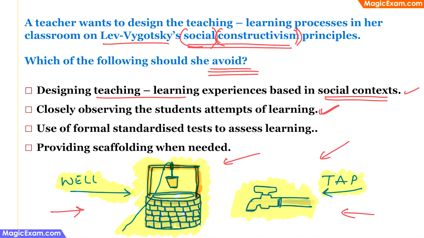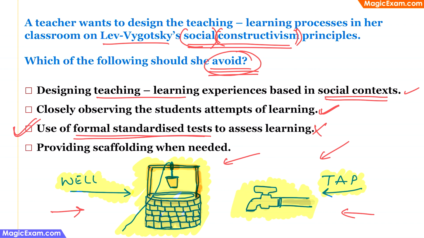Next, use formal standardized tests to assess learning. Now, this is an incorrect statement, because formal standardized tests cannot assess all the students, because each student is different and each student has to be assessed in a contextual manner. Each student can be assessed in a different way. Some students may do well in theory exams. Some students may do well if they are given practical exercises. Therefore, formal standardized tests are something that the teacher should avoid. Therefore, this is the answer to this question.